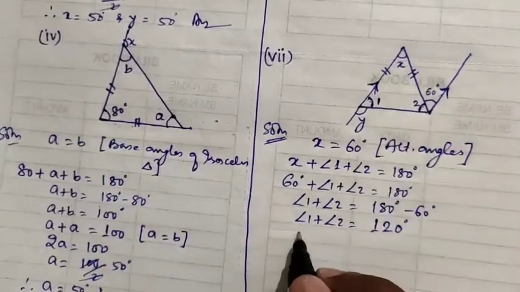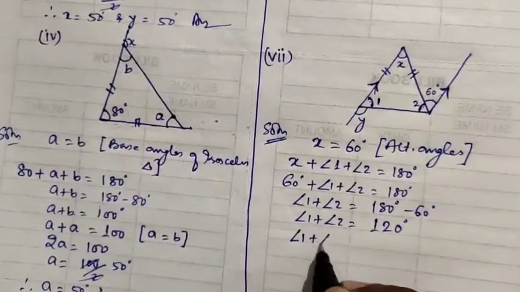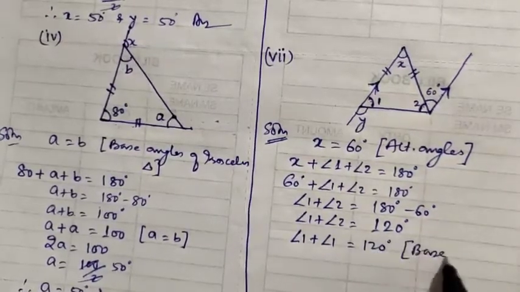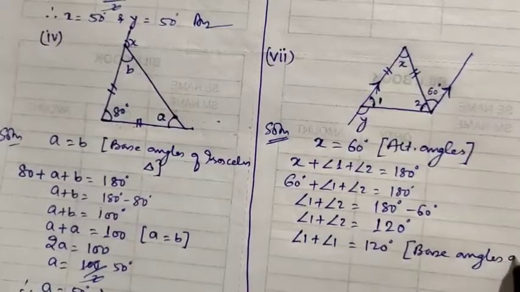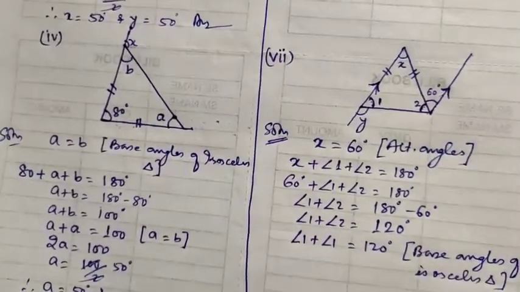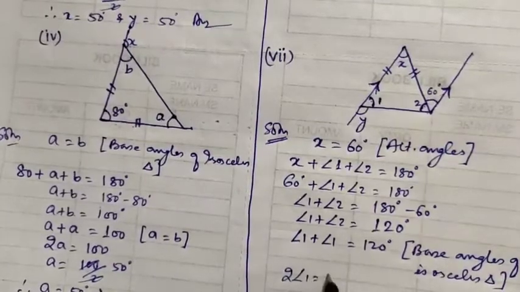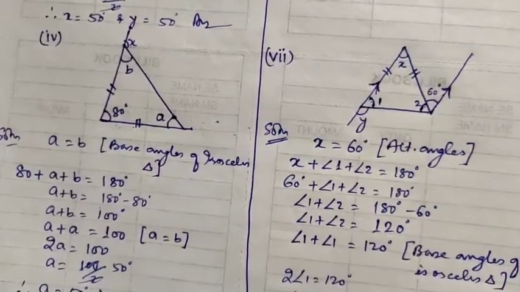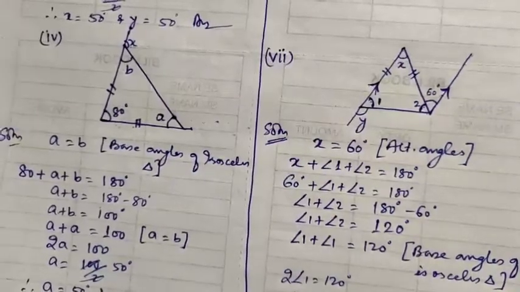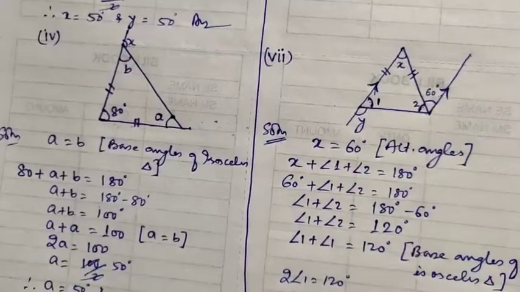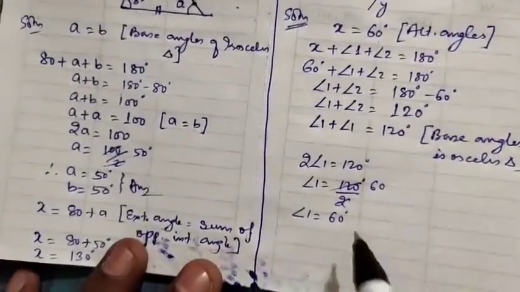Now angle 1 and angle 2 will both be equal, base angles of an isosceles triangle, so we will replace it: twice angle 1 is equal to 120 degrees. Angle 1 is equal to 120 degrees by 2, that is 60 degrees. It means that we have got the value of angle 1 and we have to calculate the value of y.